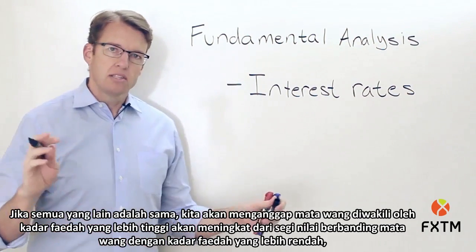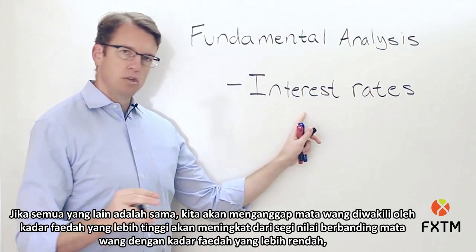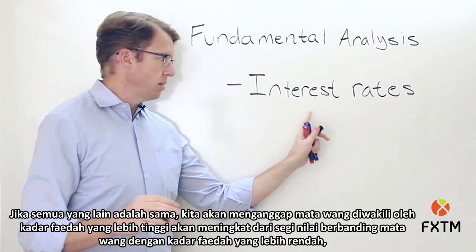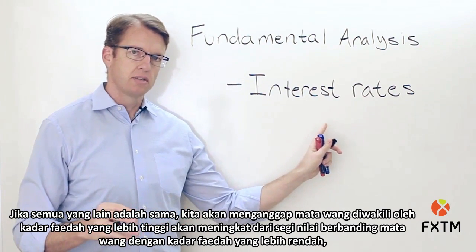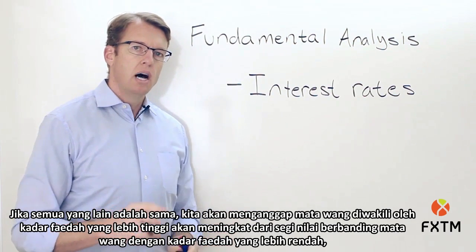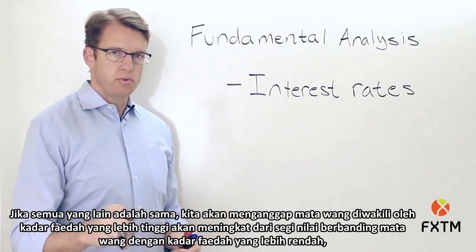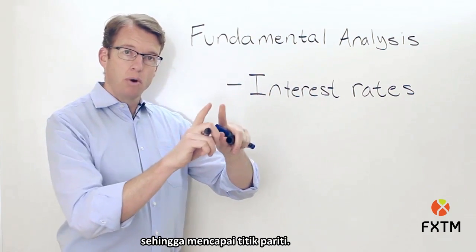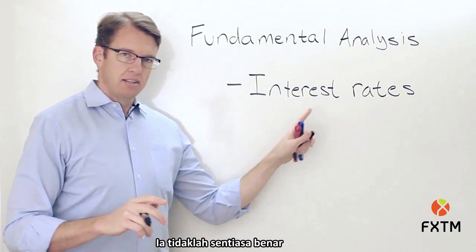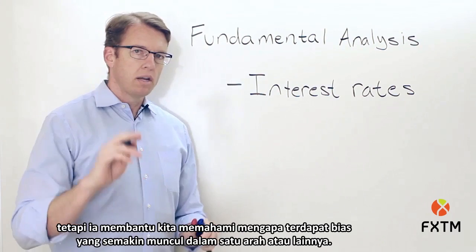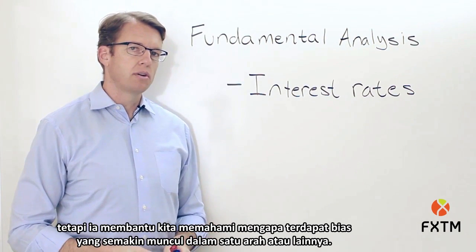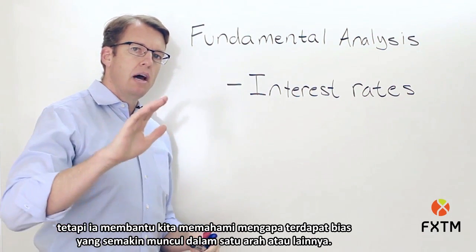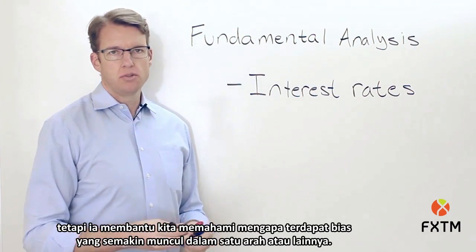Now, if all else is equal, we would assume that the currency that is represented by the higher interest rate is going to appreciate in value against currencies with a lower interest rate until they reach a point of parity. Now, that is not always going to be true, but what it will do is it will help us to understand why there may be an emerging bias one direction or the other.